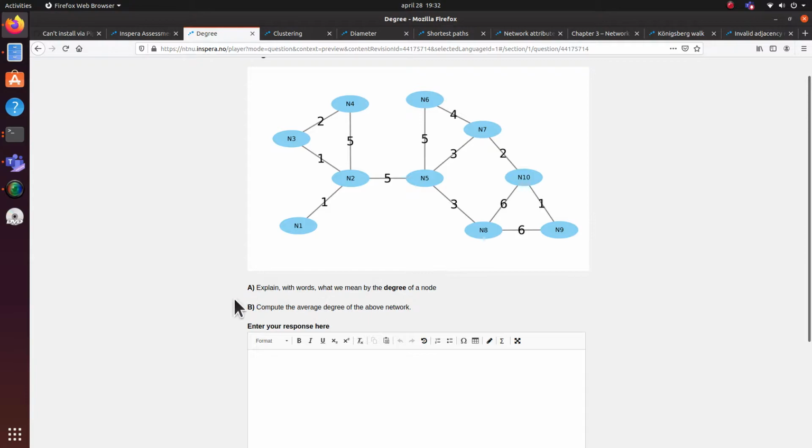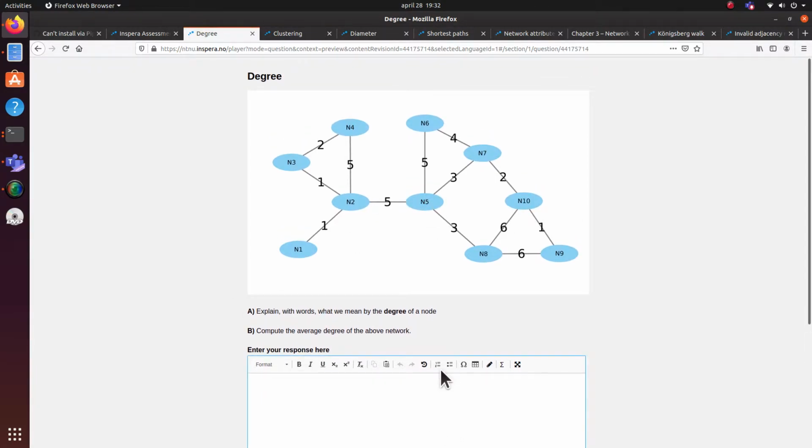And so the second follow-up question here is, compute the average degree of the above network. Now there are two ways to do this. There is the arguably simpler way, in the sense that it's more literal. It's computing the average degree, but it's less efficient. What you can do is count the degree of every node. You say that node 1 has a degree of 1, node 2 has a degree of 4, and so on. And you will get 10 numbers, and then you can average those.